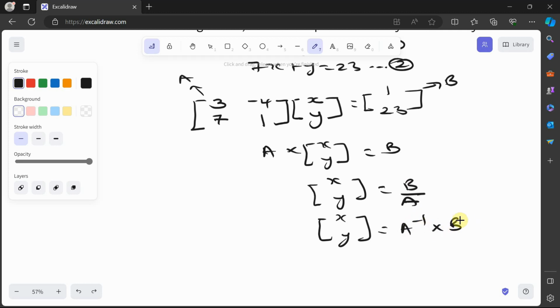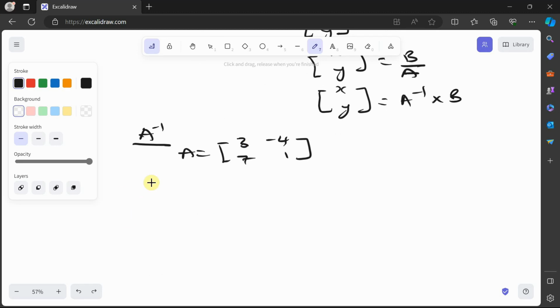So you can see that for us to find what this x and y is, we need to find the inverse of a and multiply by b. So let's solve for a inverse. I actually wanted to pause the video and solve for this a inverse. Welcome back. So our a is 3, minus 4, 7 and 1. Remember, we are doing everything in steps, and I wanted to write the definition of what each step is, but I won't do that because of time.